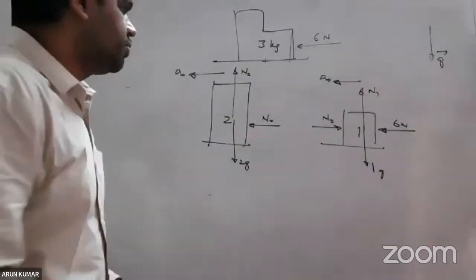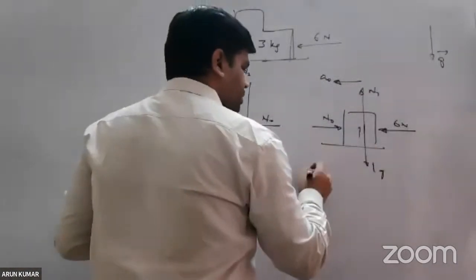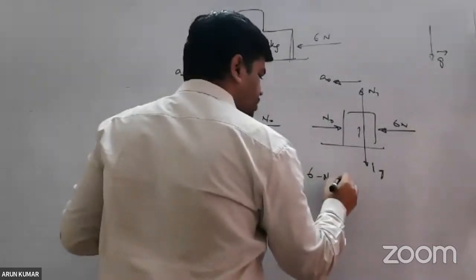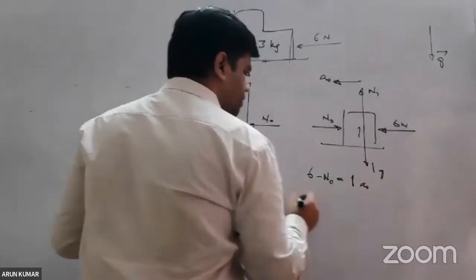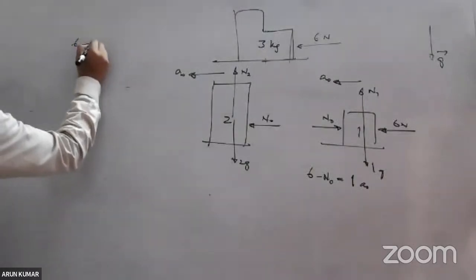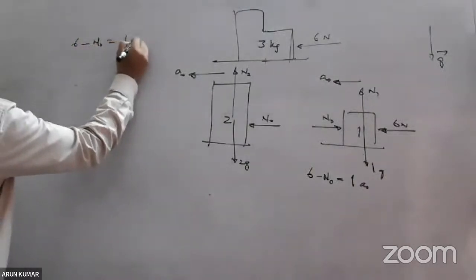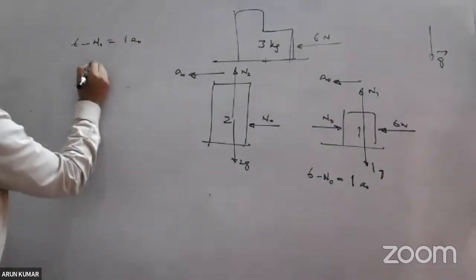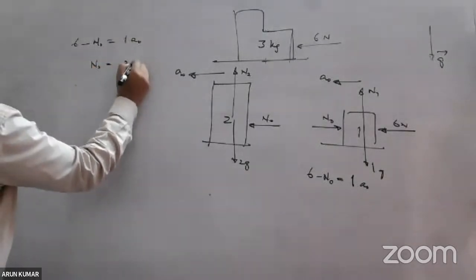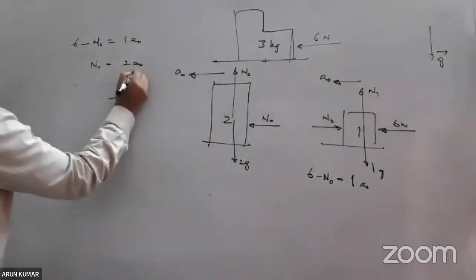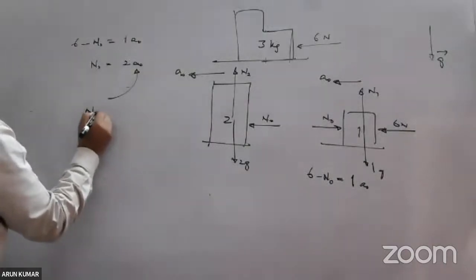So I'll write the equations again for this one. 6 minus N naught is equal to 1 into acceleration. For this one, N naught is equal to 2 into acceleration. I know acceleration is equal to 2, so N naught is equal to 4 Newton.